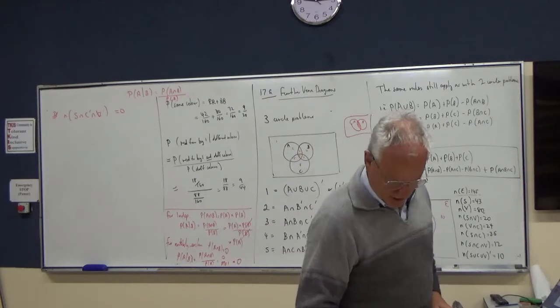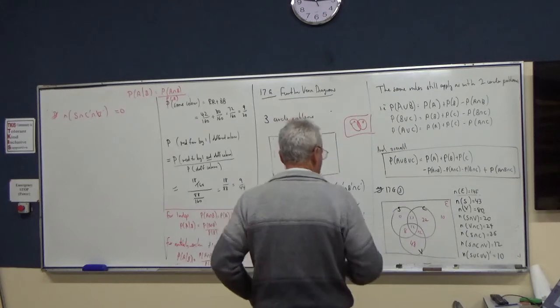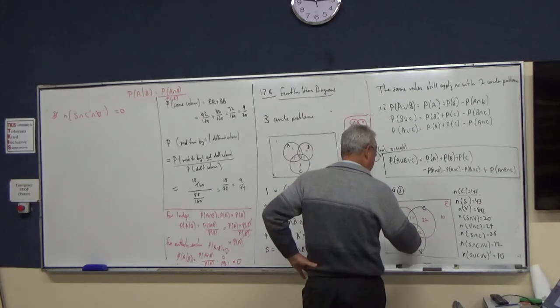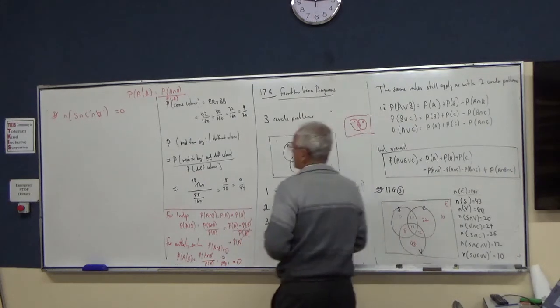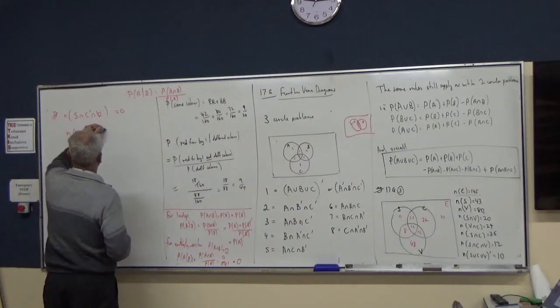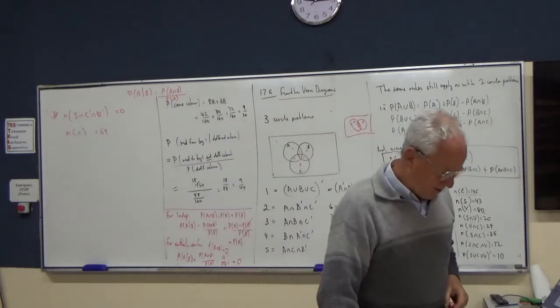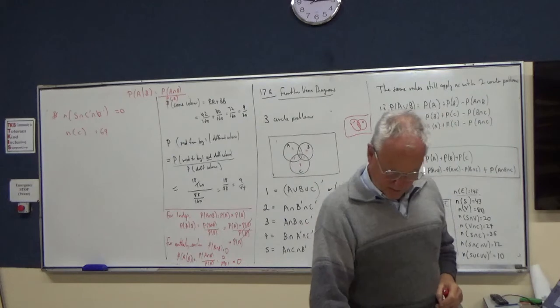How many would eat chili? 45. That's 69. I think their answer is 79. Let's see how we go on the rest of them.